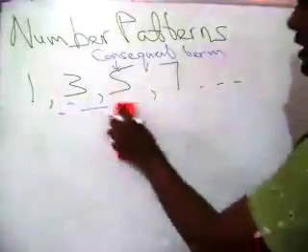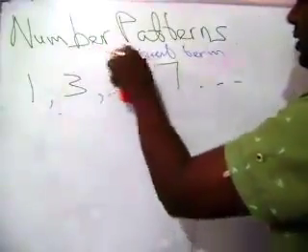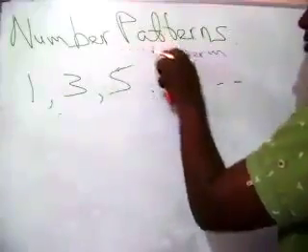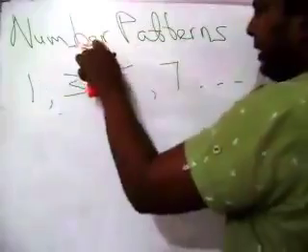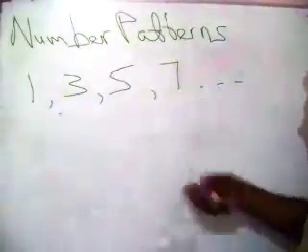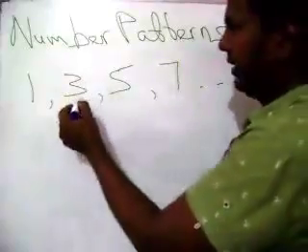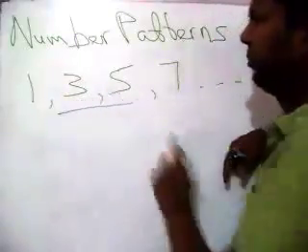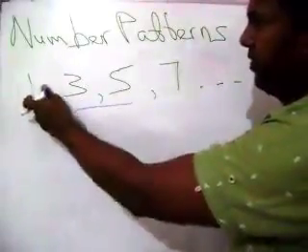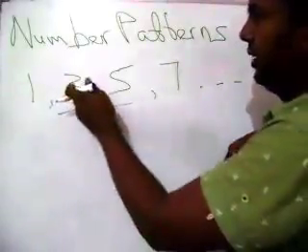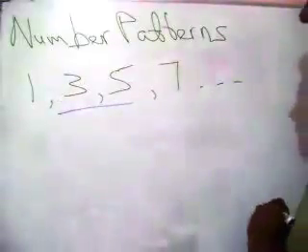Okay. Another term in a number pattern is the difference between two successive terms. If you take any number pattern, there is actually a difference. For example, if you take two successive terms, there is a difference. The difference between 1 and 3 is 2. The difference between 3 and 5 is 2. The difference between 5 and 7 is 2.